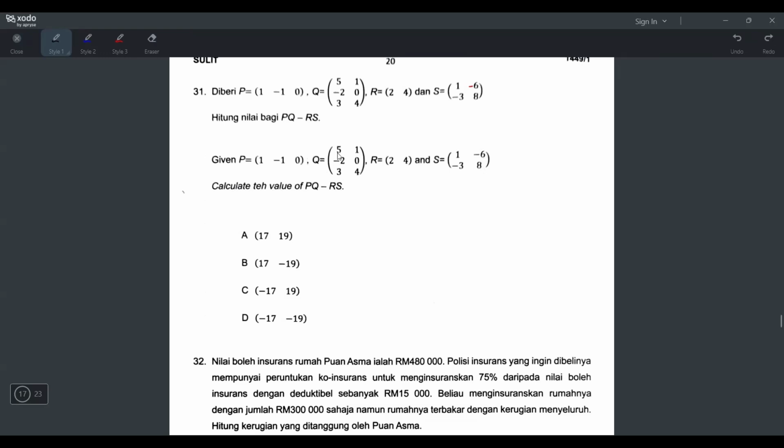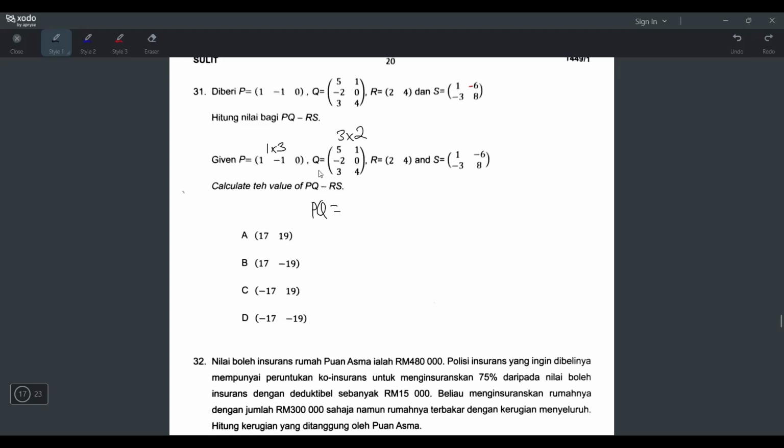So I have to take P times Q first. Okay, so let's do P times Q. P is 1, negative 1, 0. But let's not, let's just do it up here. Before you multiply, you have to make sure you write the order first. Because when you multiply matrices, you must know their order. So the matrix P's order is 1 row 3 column. The Q's order is 3 row. Okay, and then how many columns?